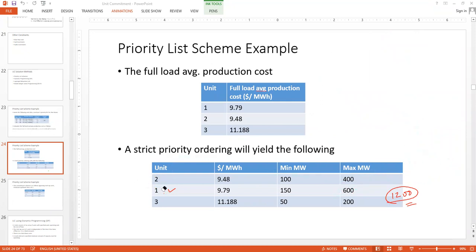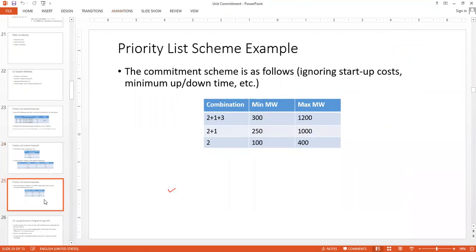The solution is actually shown in tabular form in the next slide. If we choose unit number 2 alone, that's the top priority unit, then you can supply a maximum of 400, and of course there is an associated minimum megawatt. If the load demand goes beyond 400 and is up to 1000, then you choose units 2 and 1, both of them. And if the demand is more than 1000 and up to 1200, then you have to choose the last unit, which is unit number 3.